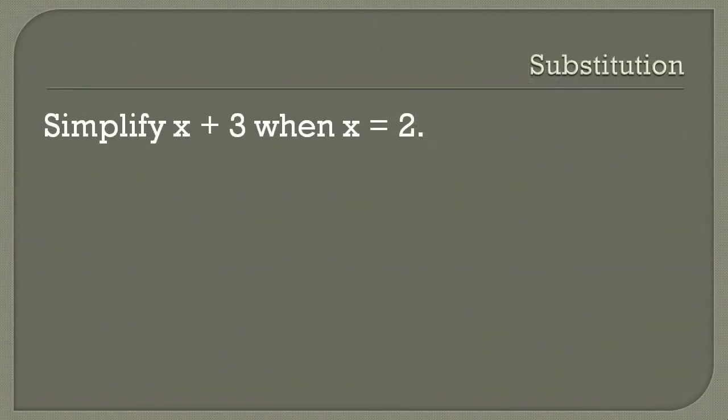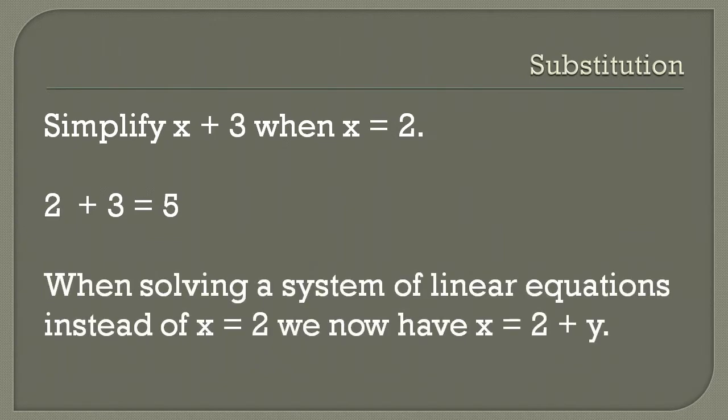Remember when you were given the equation x plus 3 and asked to simplify it when x is equal to 2? Well, you would simplify this equation by plugging in x equals 2 for x and solving it and getting 2 plus 3 equals 5. The idea is the same when you are solving a system of equations. The only difference is that instead of x equaling a constant like x equals 2, we now have x equal to a constant and a variable such as x equals 2 plus y.